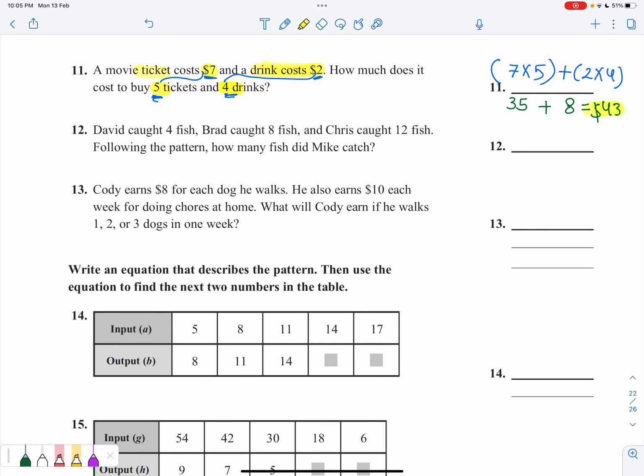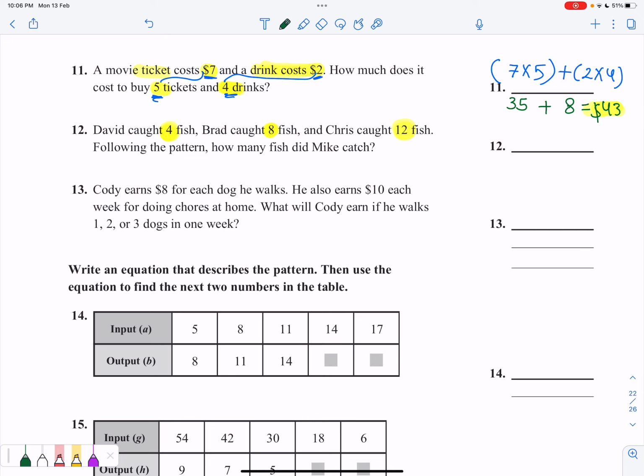Question 12 says, David caught 4 fish. Brad caught 8 fish. Okay, let's watch that pattern. The first one caught 4 of them. Then the second one caught 8 fish. The third one, which is Charles, caught 12 fish. So following that pattern, how many fish did Mike catch?